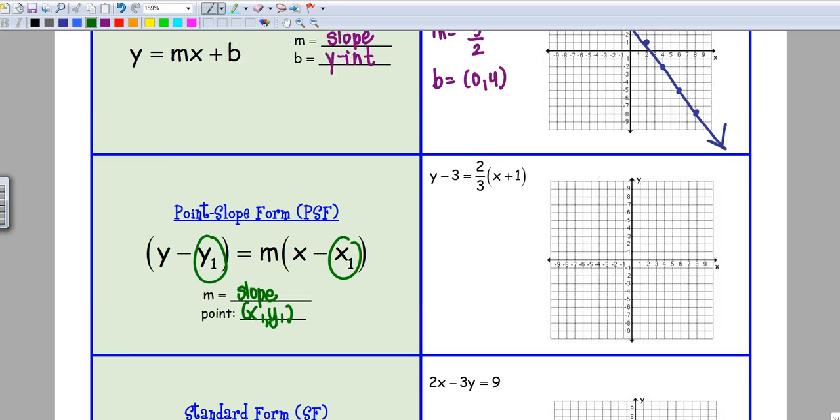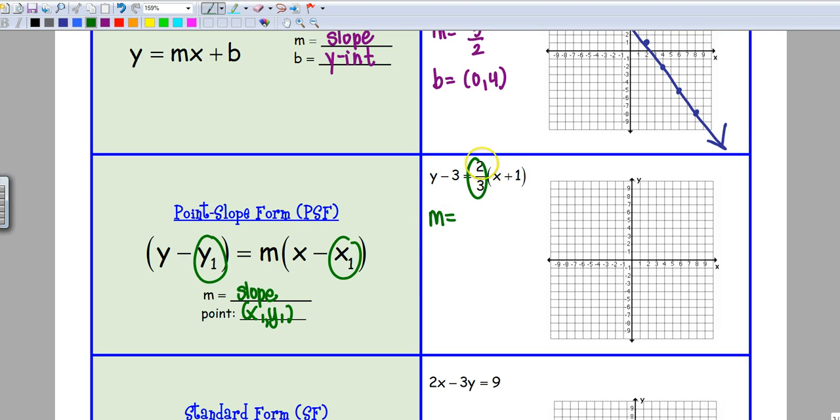The problem with this one is that when you distribute, you're going to get 2/3 x plus 2/3. And then when you add 3, you're going to have 3 and 2/3. And no one wants to graph that. Okay, we want it to be as accurate as possible. We don't want you placing a dot at 3 and 2/3. So this is why we use the point slope method.